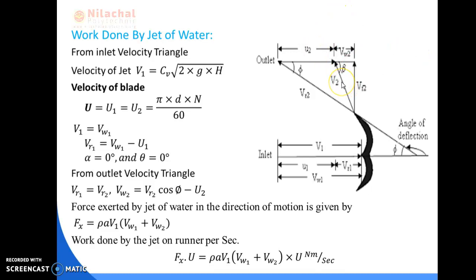The V2 line is making an angle of beta and it is at an angle, hence we are getting two values, one is Vf2, another is Vw2. Vf2 is the vertical component, Vw2 is the horizontal component. Vw1 and Vw2 are the whirling components of the velocity of the jet of water. This whirling component of velocity of the jet of water causes the movement of the blade. So at inlet it is Vw1, at outlet it is Vw2.